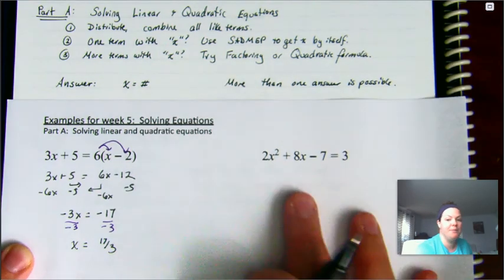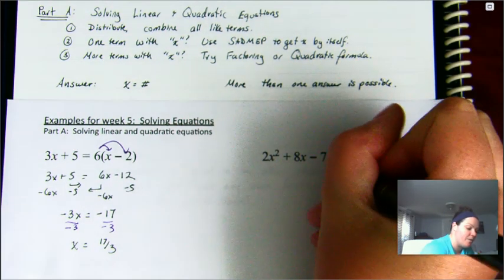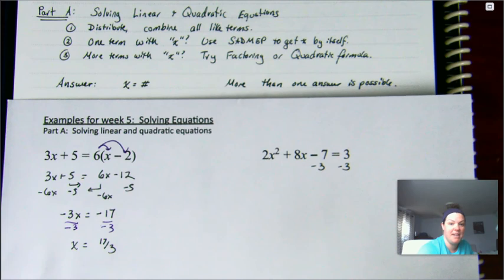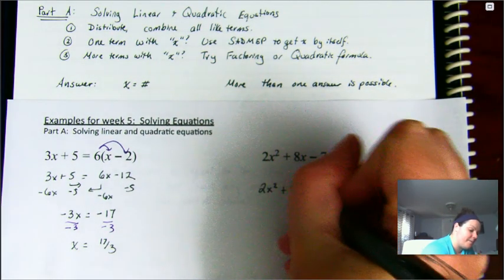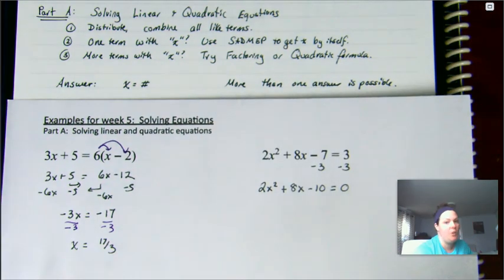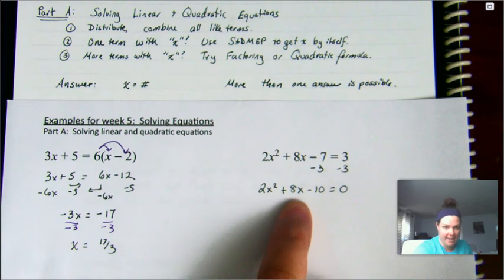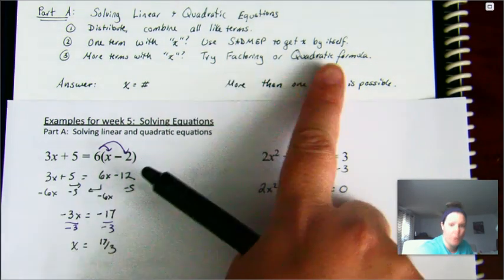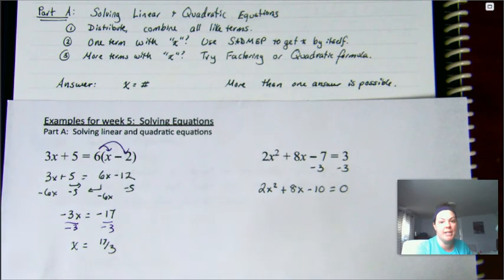For my other example, there's nothing to distribute, but I do have some like terms to combine. I'm going to subtract the 3 to move that over on the same side with everything else. We're going to end up with 2x squared plus 8x minus 10 is equal to 0. Note that there's two terms in here with x. We have the x squared term and then the 8x term. Those are not like terms. I can't put them together, so that means that I have to try to solve this using either some factoring, or you can use the quadratic formula. If you know the quadratic formula and you like it, you can use it at this point.